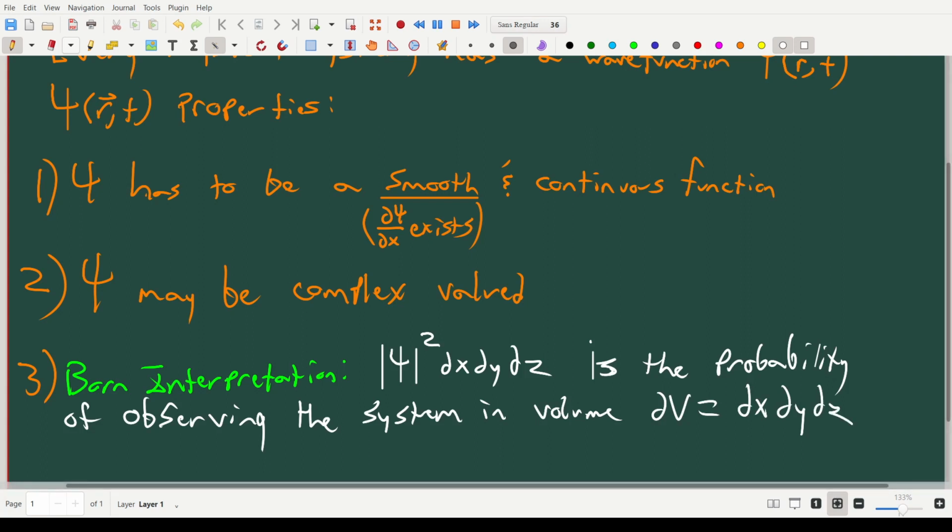So we have a big box. We put our electron in there, and we want to know what the probability of finding that electron is in a tiny little portion of the box. All we have to do is evaluate psi squared inside of that box.